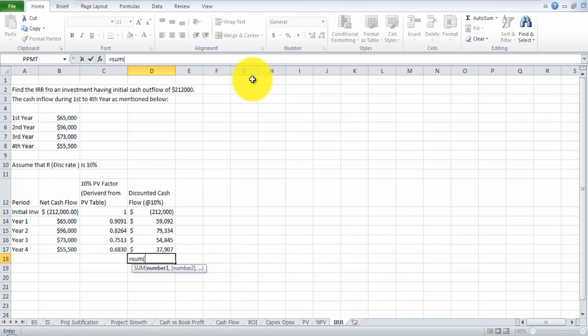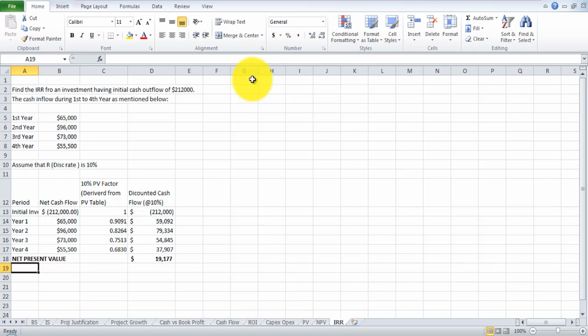So here you have the net present value coming up. As you can see, this is far beyond zero. That means that the 10% hurdle rate which we have taken is very low. We need to increase our discount rate factor to reduce the discounted cash flow.